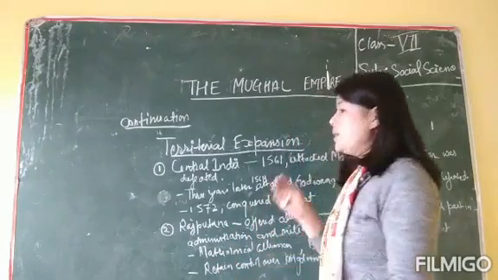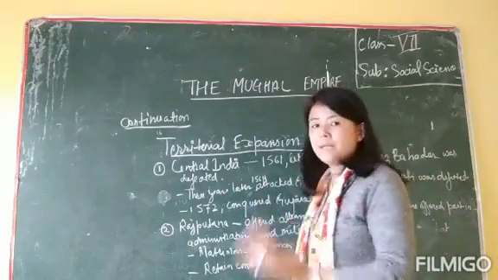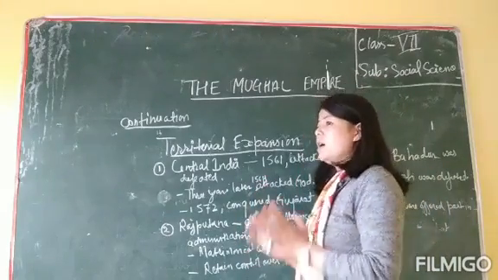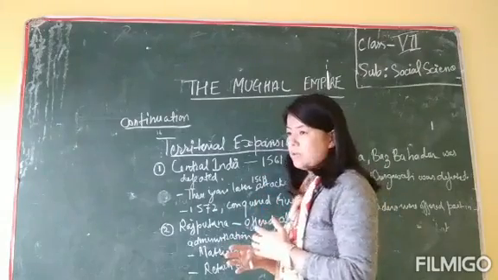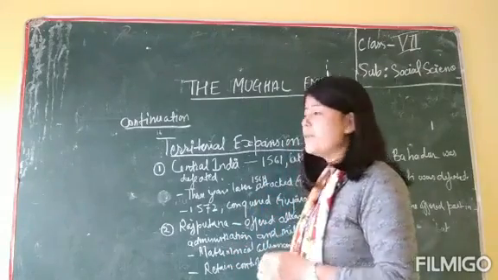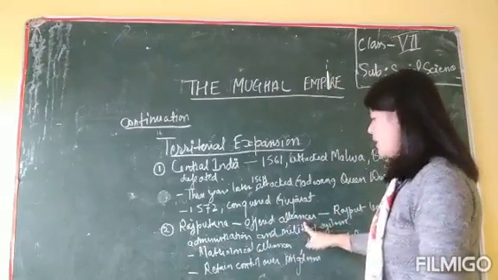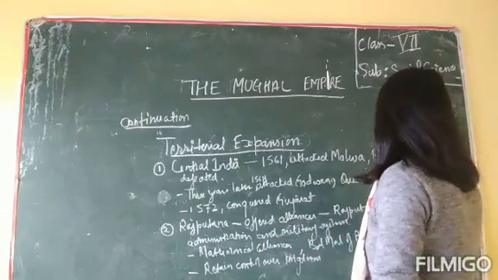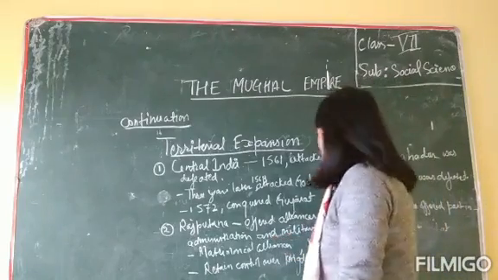So now he thought to solve the threat permanently. He wanted a good relationship with the Rajputs, so he adopted various alliances with them. Some of the alliances were like this. First, Rajput leaders were offered posts in the administration and the military system.